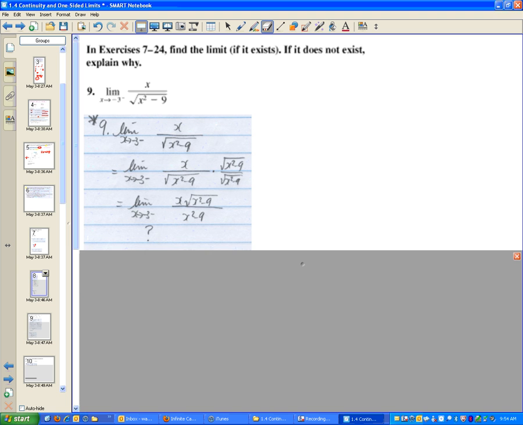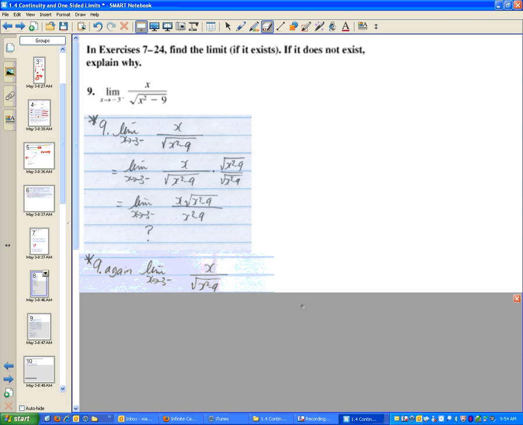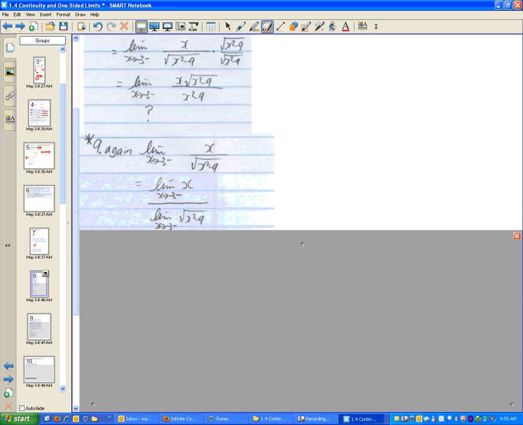Okay? So, let's try it again. This time, we're going to use a theorem that we've talked about way early on and really haven't talked about since, and it's this. Whenever we have the limit of a quotient, we can make it the quotient of the limits. We do it that way all the time. We just never say it that way. And we don't ever write it like this. So, write it like this.